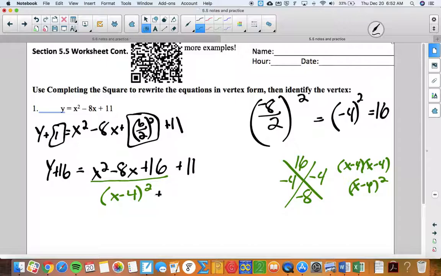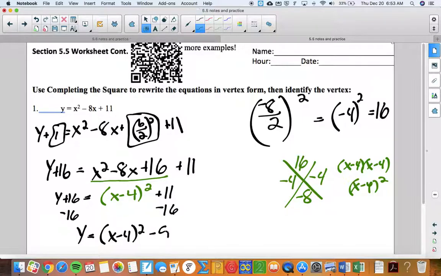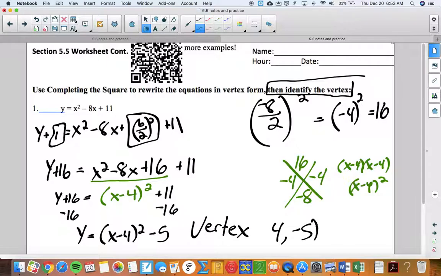I'm going to bring down the plus 11. And now I need to solve for y to get this into vertex form. I need to have y by itself. So I'm going to subtract 16 off, and I'll subtract 16 on the right from that constant over there, that 11. So I've got x minus 4, quantity squared, minus 5. So now this is in vertex form. When we were graphing this, the first thing that we would do if we had a function that was in vertex form is identify the vertex. And so the vertex here is going to be at +4, -5.